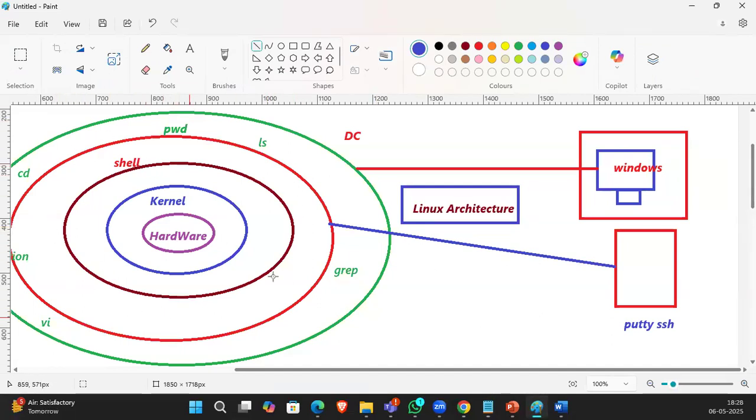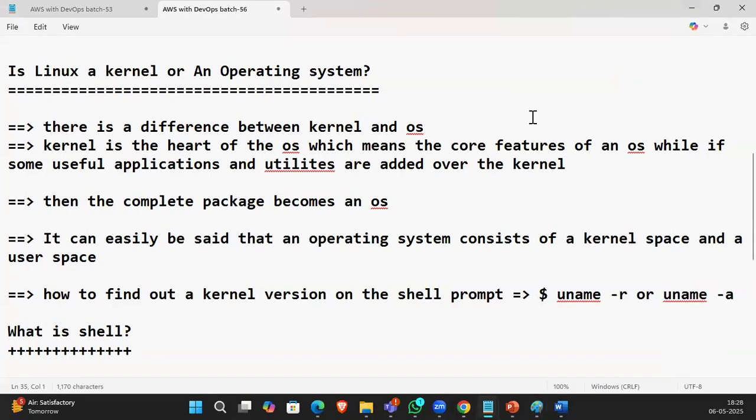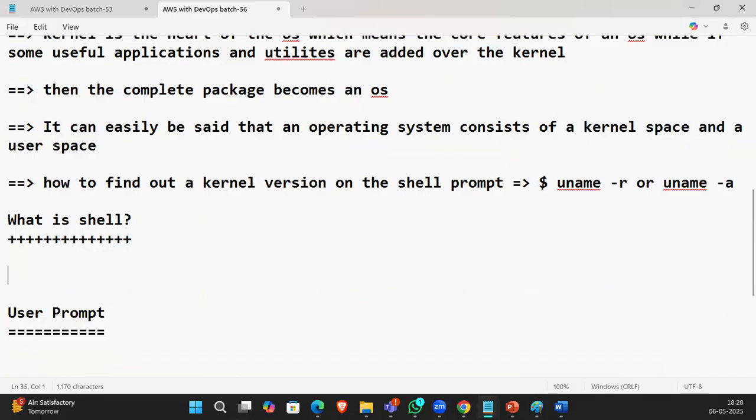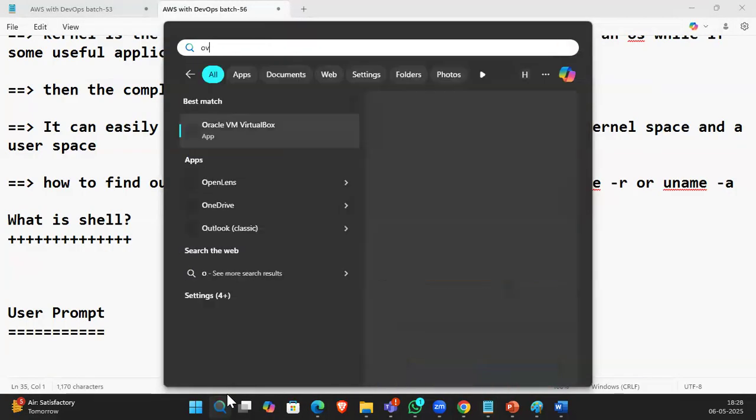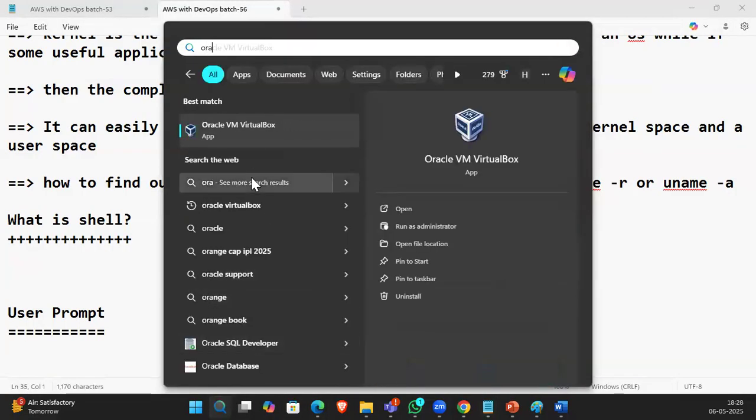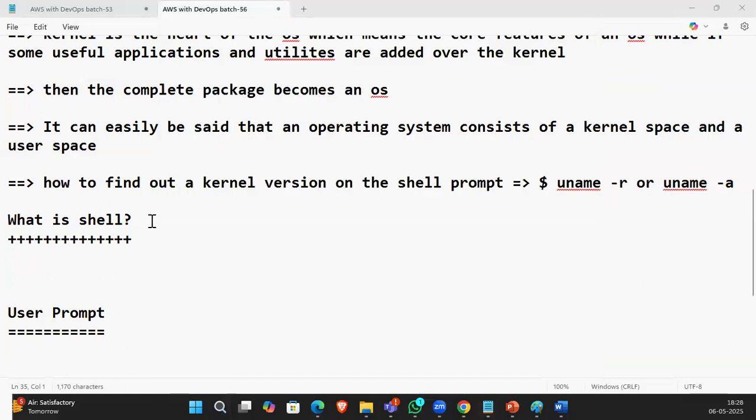So how are you interacting with your OS? You are interacting with the OS through the shell only. Shell is nothing but a shell prompt. It's a CLI. Shell is nothing but a CLI. What is a shell, guys? What is a shell? For example, I will show you the virtual station. Start.